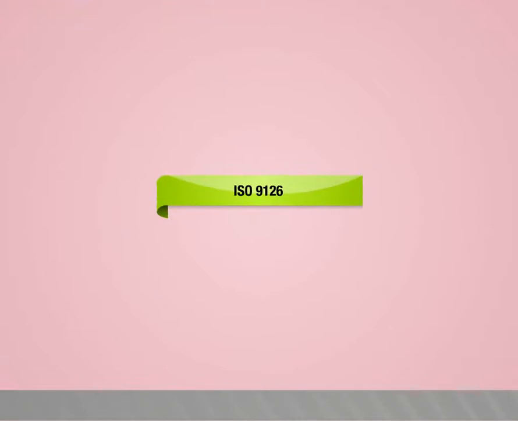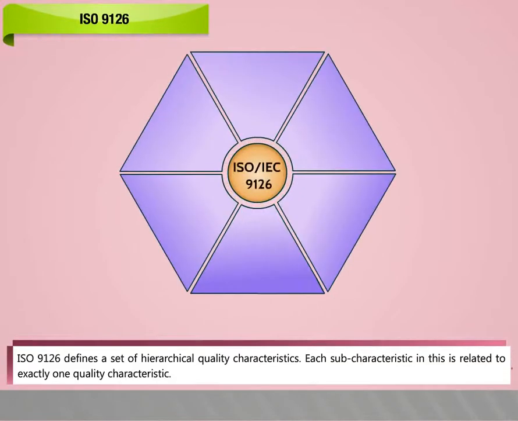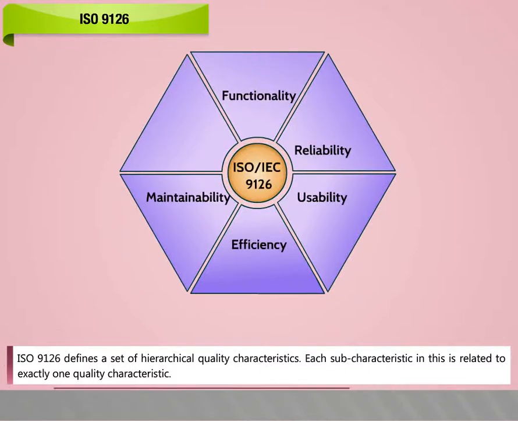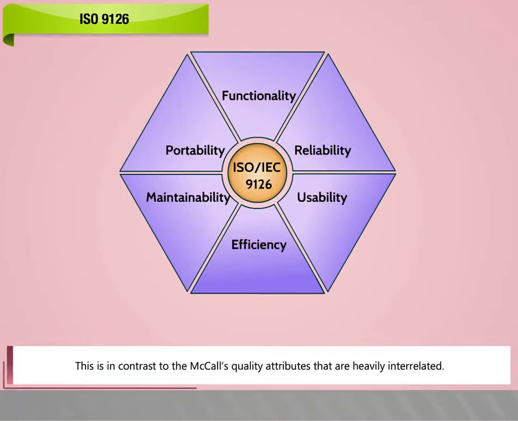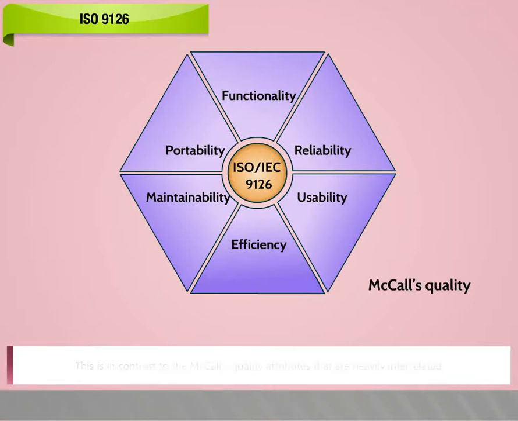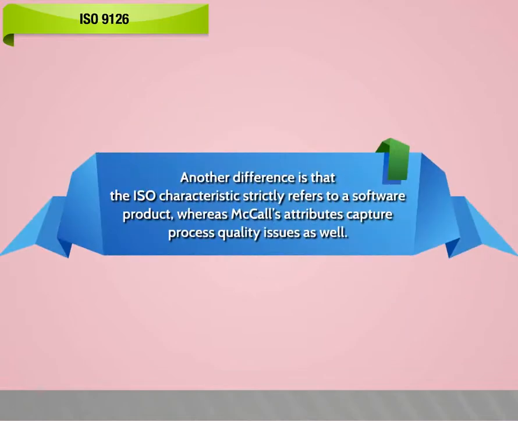ISO 9126. ISO 9126 defines a set of hierarchical quality characteristics. Each subcharacteristic in this is related to exactly one quality characteristic. This is in contrast to McCall's quality attributes that are heavily interrelated. Another difference is that the ISO characteristics strictly refer to a software product, whereas McCall's attributes capture process quality issues as well.